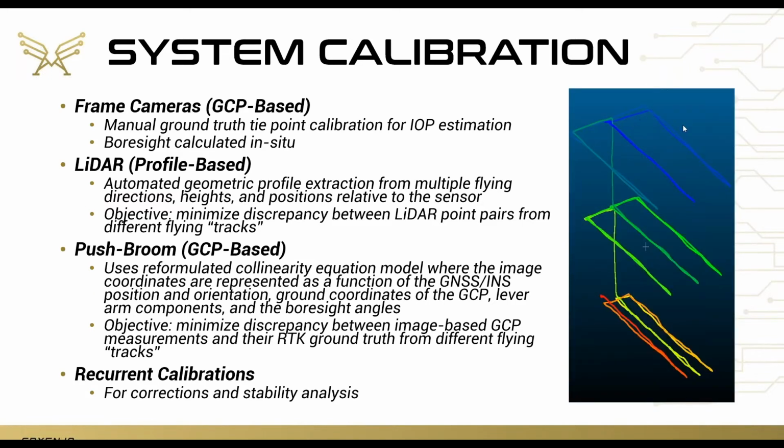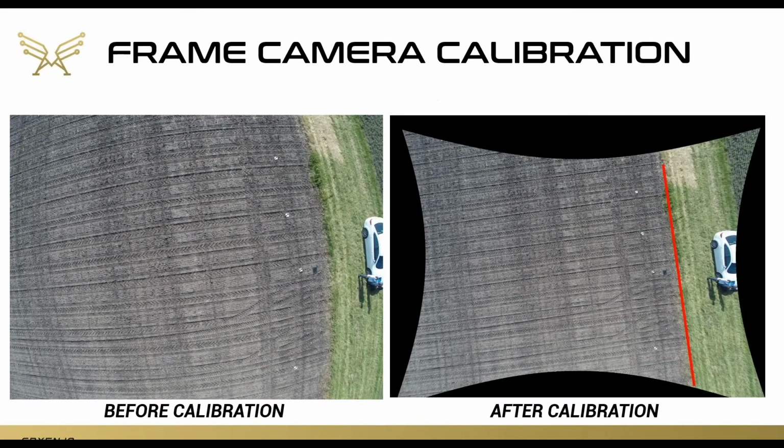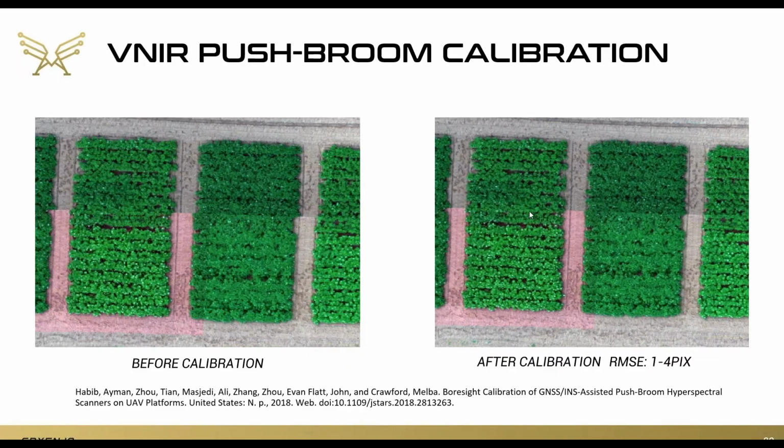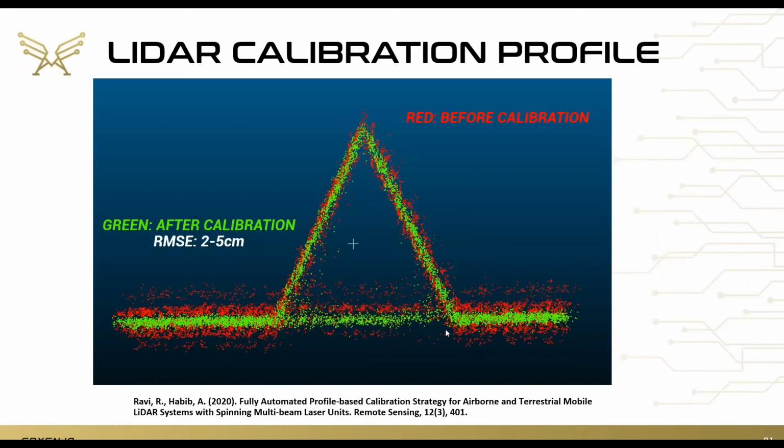And this is just an image of what that sort of flight trajectory might look like for one of these calibration flights. So the output of those calibrations is pretty important. This lets us do things like remove distortion from frame camera lenses. We have much better alignment between individual passes in a hyperspectral data cube. And then we have much better alignment of features in the 3D LiDAR point clouds.